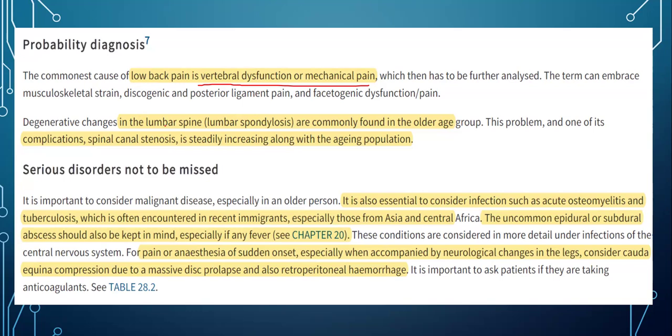But there are lots of causes of back pain. Some patients can have lumbar degeneration, which is lumbar spondylosis, which can be the cause of back pain and is common in elderly patients. Serious disorders should not be missed, such as osteomyelitis, which is infection of the bone marrow, and tuberculosis, especially in immigrants from Asia and Central Africa. We should also remember sudden onset of back pain with fever, chills, IV drug abusers. Think about epidural or subdural abscess.